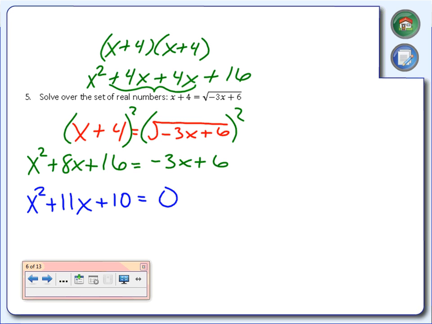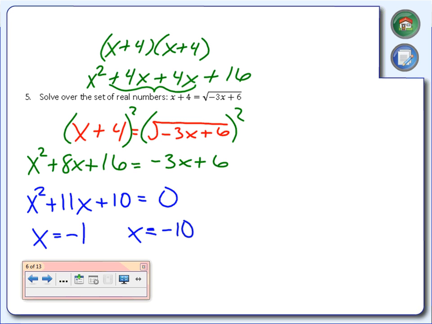By the way, when you're graphing this, what we're looking for are the solutions, and you can find those solutions by looking for the x-intercepts. I'm looking for the x-intercepts. What do we get for those x-intercepts? -1, -10. That is correct. -1 and -10. That means the answer to number 5 should be -1 and -10.